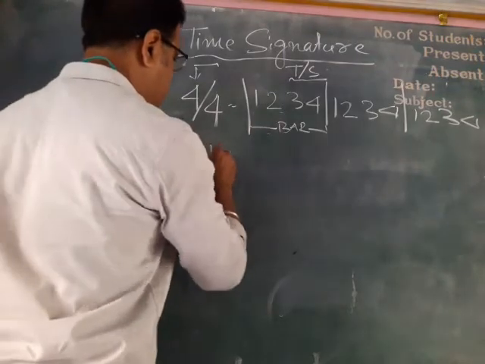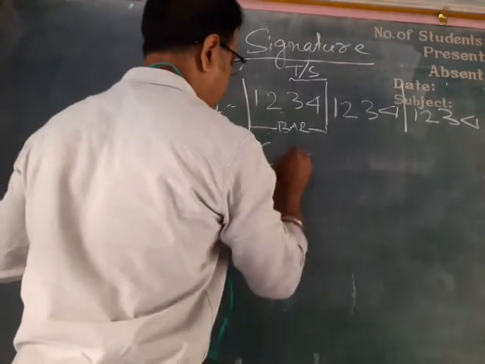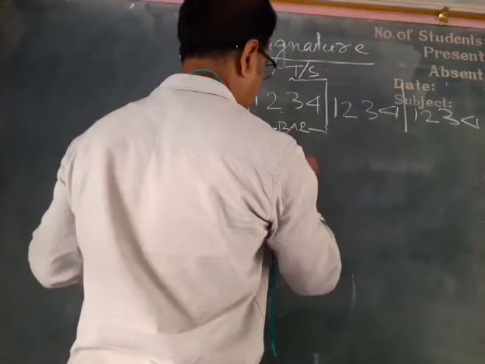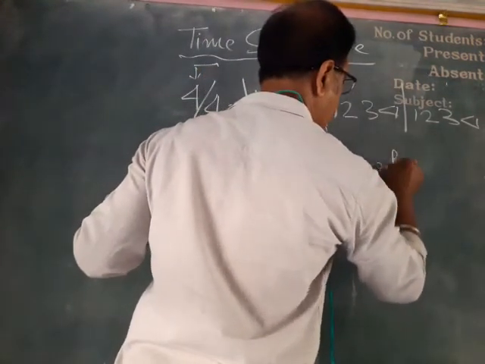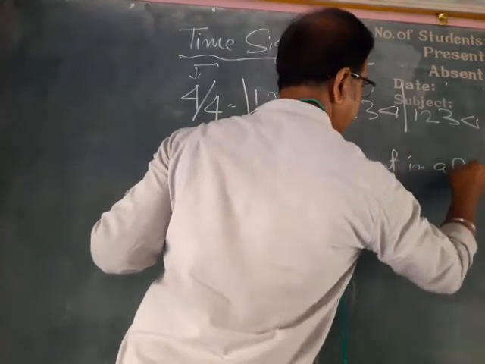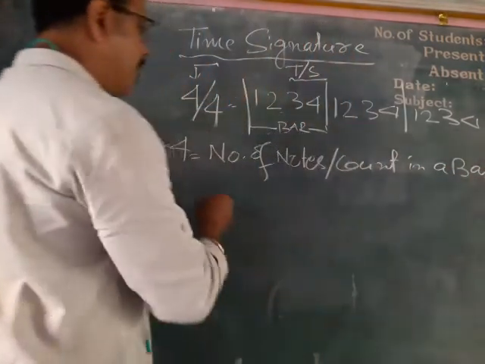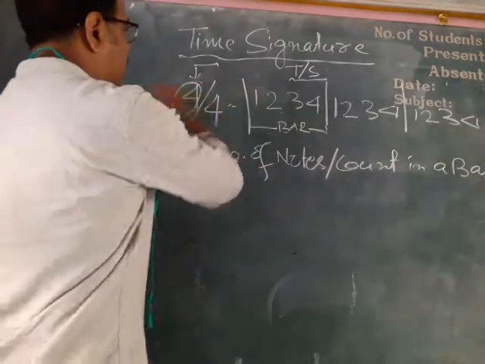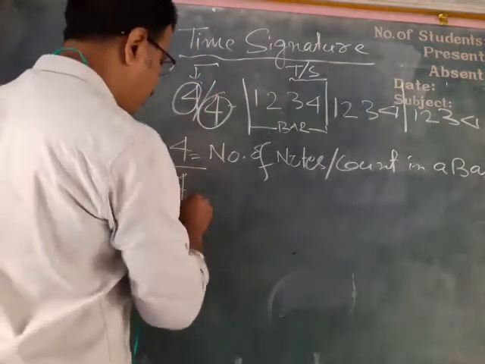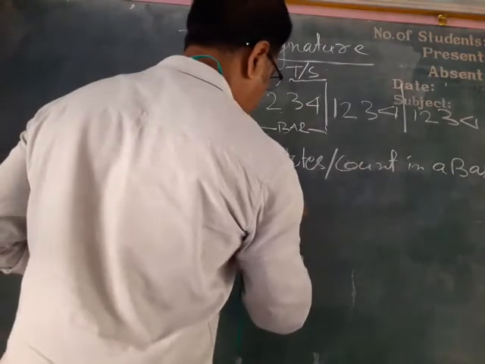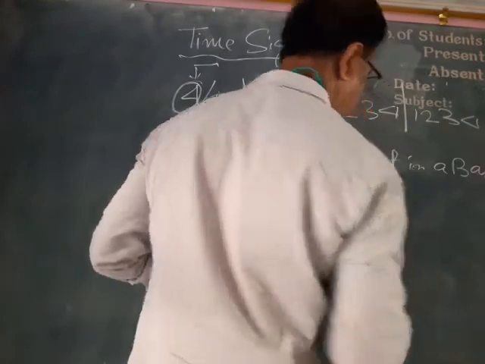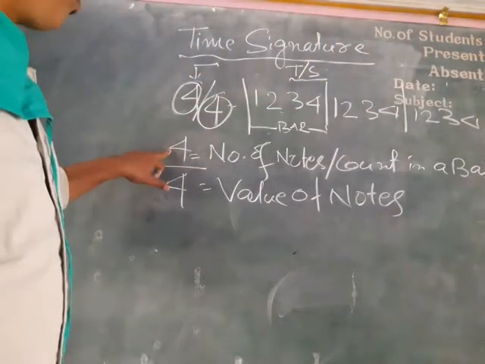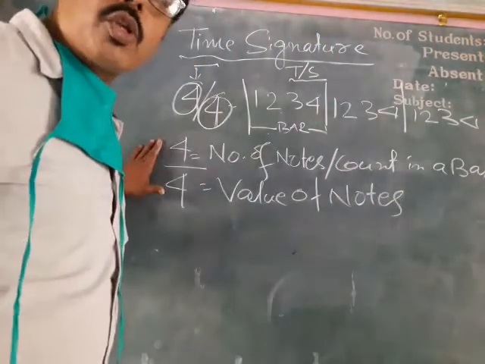See, this upper 4 indicates the number of notes or counts in a bar. And this lower 4 indicates the value of the notes. So this 4 is the number of notes or counts in a bar. 4/4 means 4 notes or 4 counts.